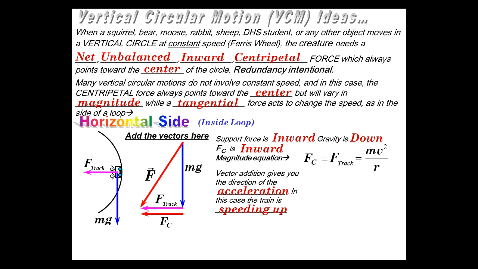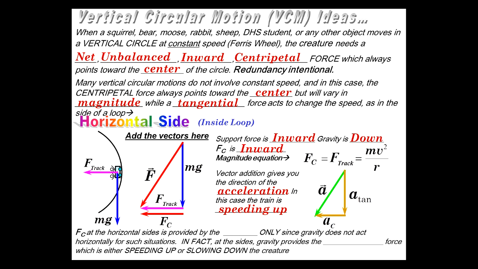So in this case, the train is speeding up. As you can see, the net force is more than just the centripetal force. The additional force that's acting is causing the train to speed up. So let's look at the acceleration now. There's the acceleration, always in the direction of the net force. We have the tangential acceleration provided by gravity, and we have the radial, or centripetal, acceleration provided by the track force.